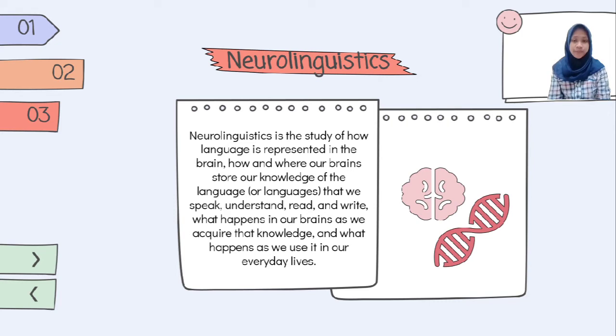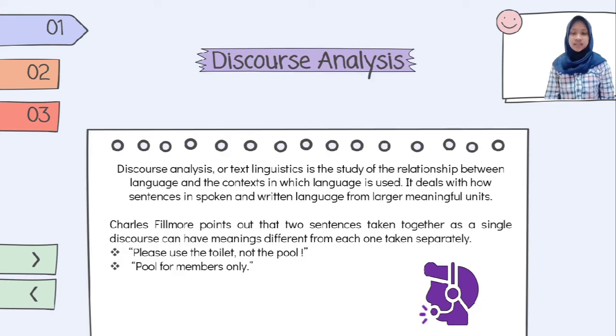And so on. As you can see, neurolinguistics is deeply entwined with psycholinguistics, which is the study of language processing steps that are required for speaking and understanding words and sentences, learning first and later languages, and also of language processing in disorders of speech, language, and reading. Discourse analysis, or text linguistics, is the study of the relationship between language and the context in which language is used.